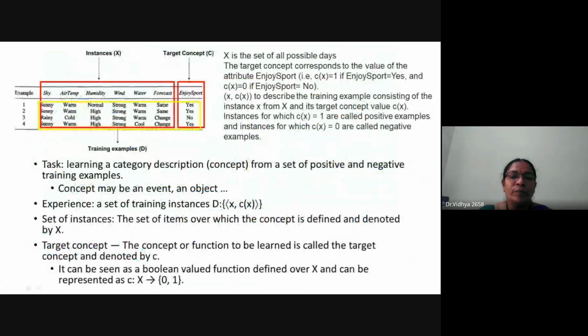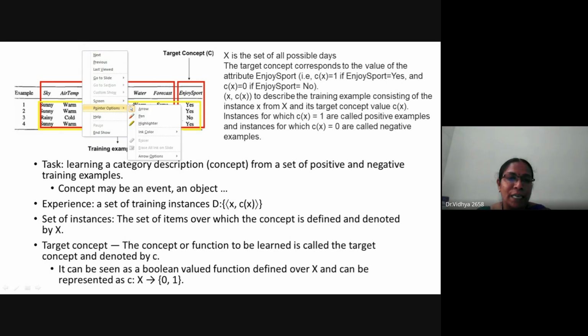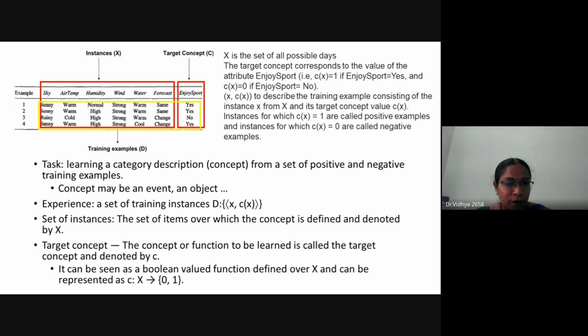Look at this example, a little briefly. Let us have the instances as well as the target concepts. For all the examples, we have one target. We are trying to reach the target based on the nature of the attributes: sky, air temperature, humidity, wind, water, and forecast. All these 6 attributes help you to take a decision about whether the person is enjoying the sport or not enjoying.